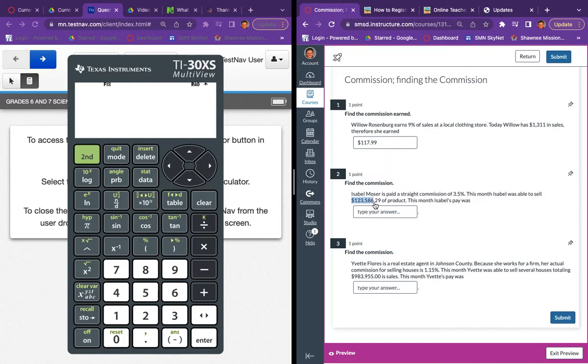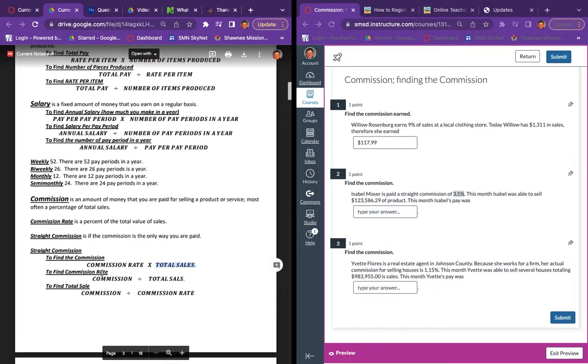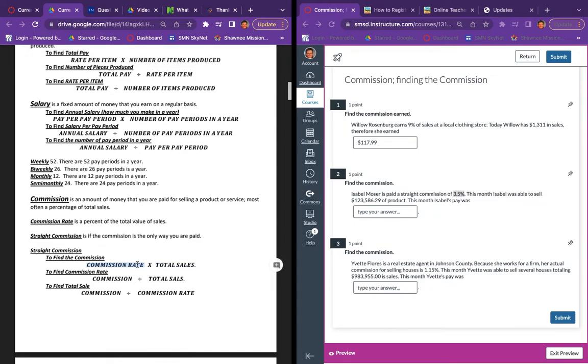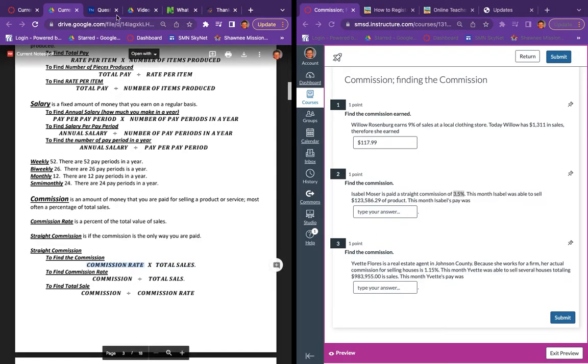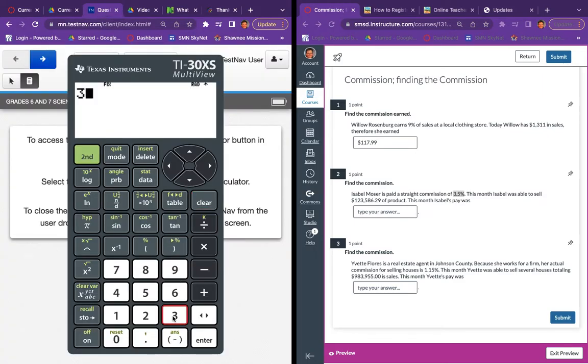She sold $123,586.29 worth of product. And she is paid 3.5%. So in other words, for every $100 worth of merchandise she sells, she gets $3.50. Okay. So if we go back to the equation, we're going to remember that is going to be her commission rate, which is 3.5%. So we're just going to go to the calculator. And we're going to type in 3.5 and then the percent symbol. So you want to make sure it actually says 3.5%.